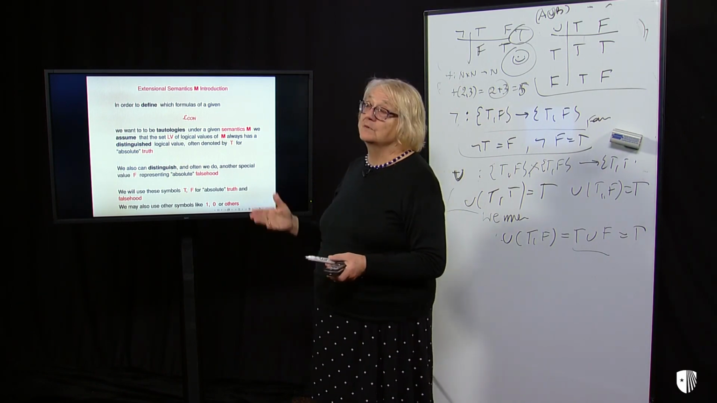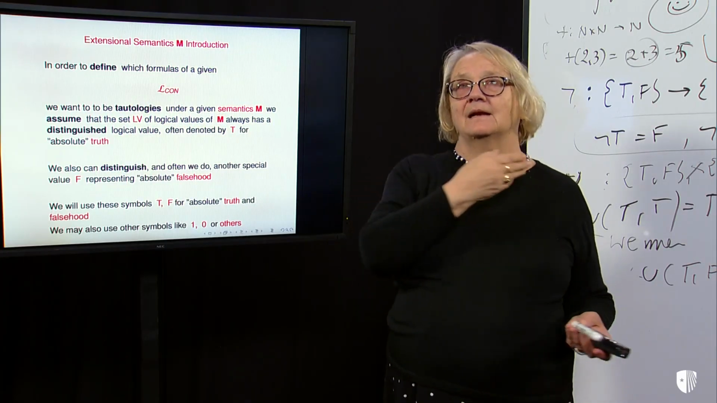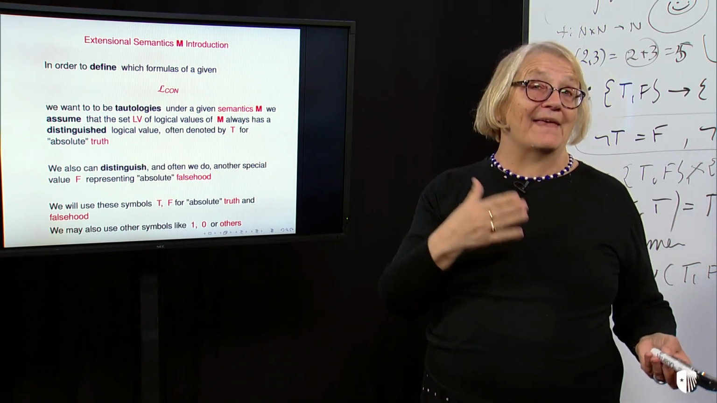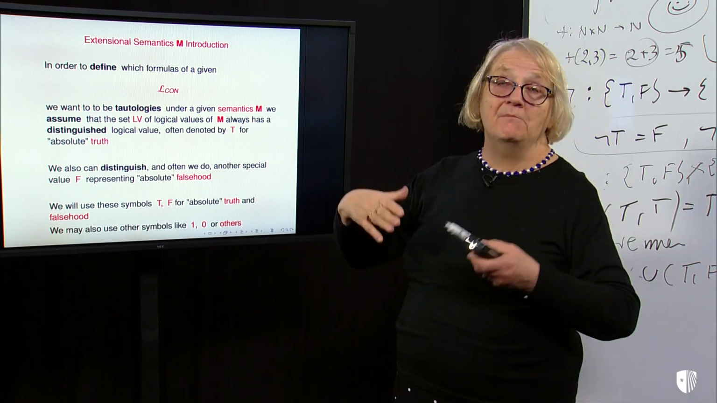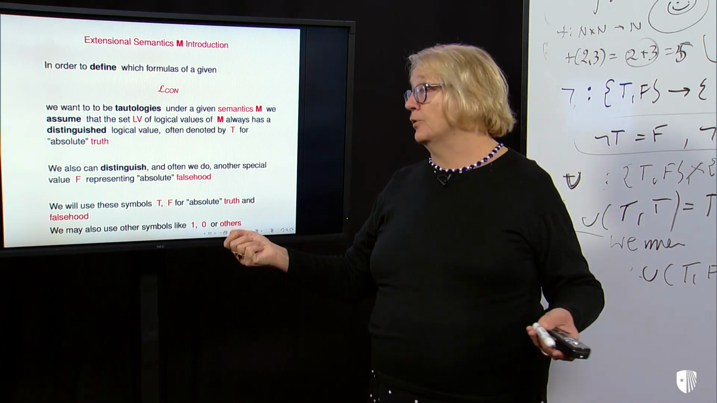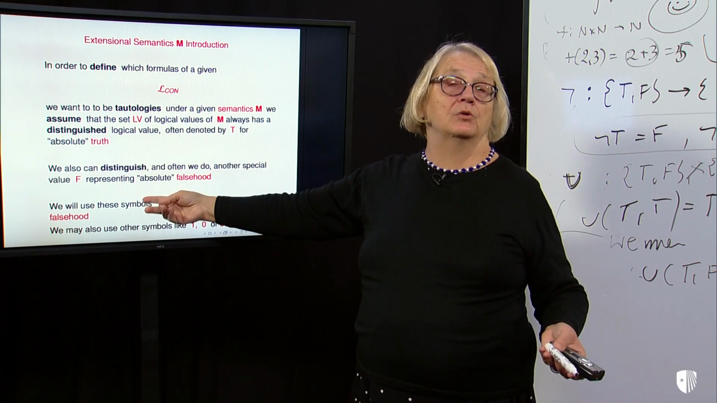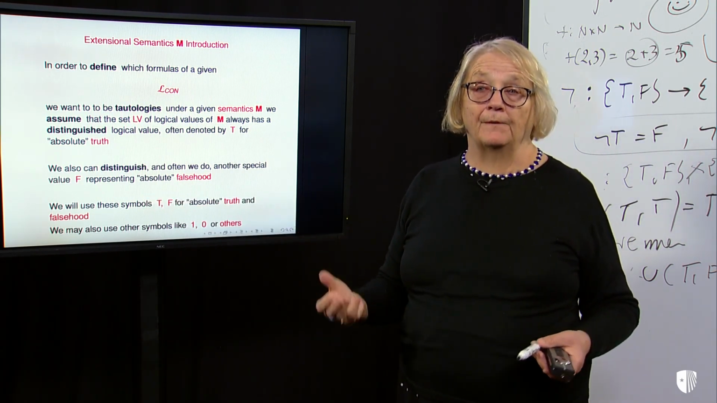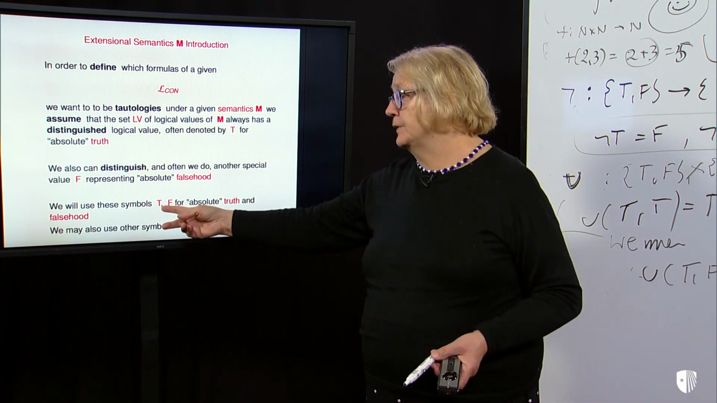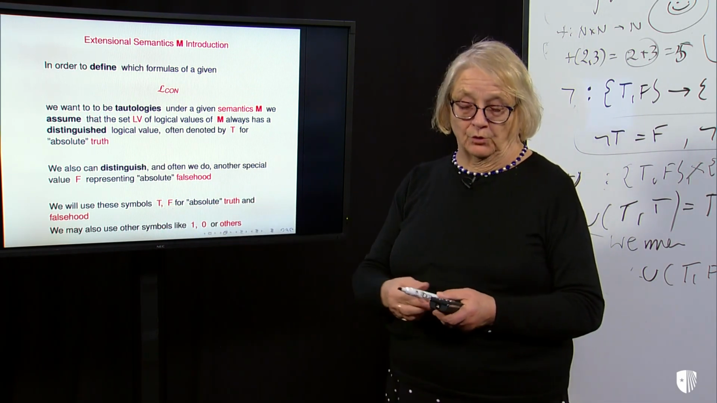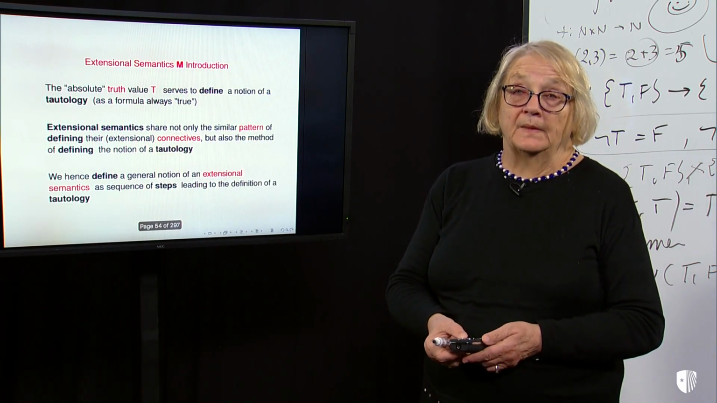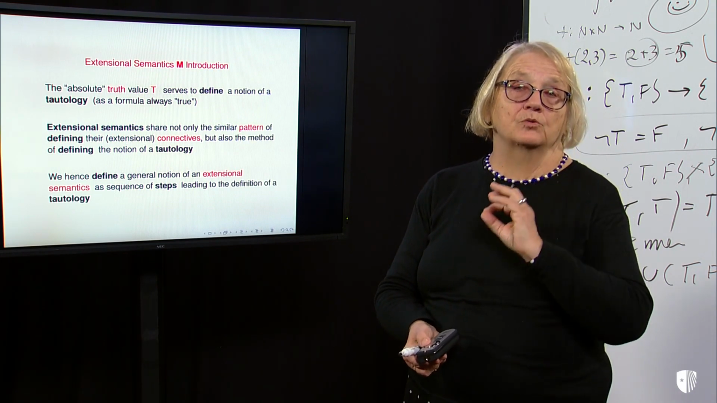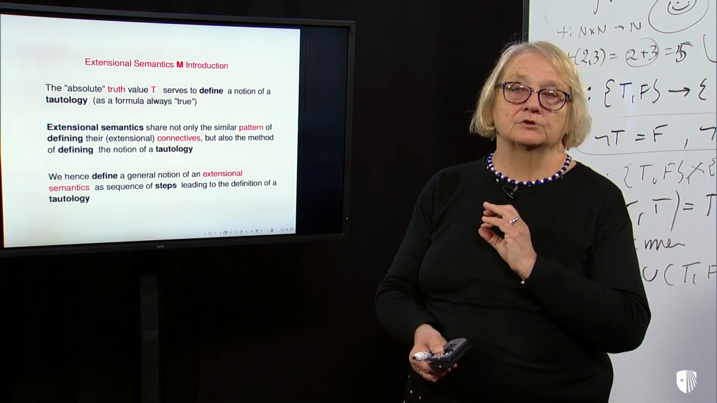And also sometimes, like in classical logic, we have a symbol T for true and F for false, and you have many values. Sometimes you want to distinguish also one value which is like absolute F and so on. So usually we use T and F for absolute truth and falsity, or you can use 0, 1, etc. And we use that T, the absolute truth, to define the notion of tautology.